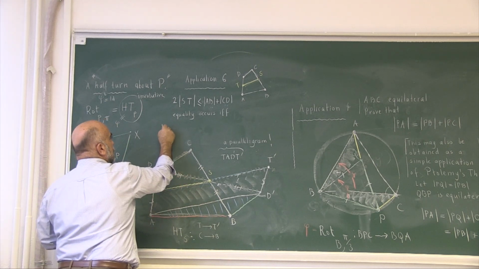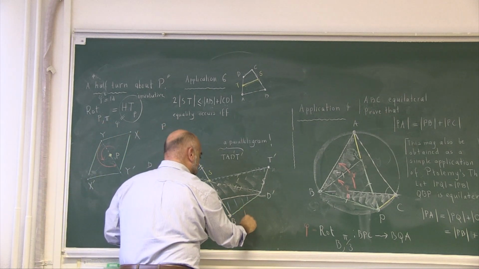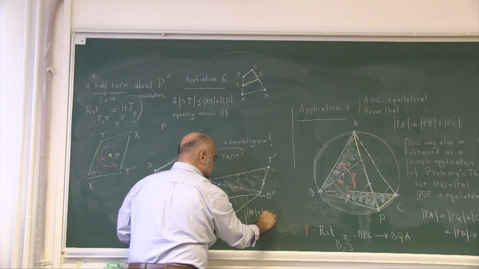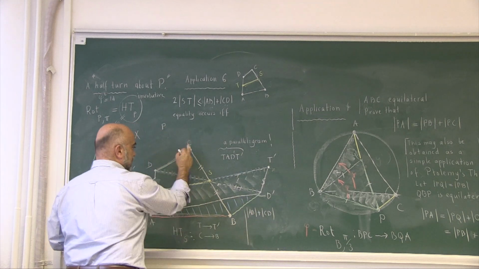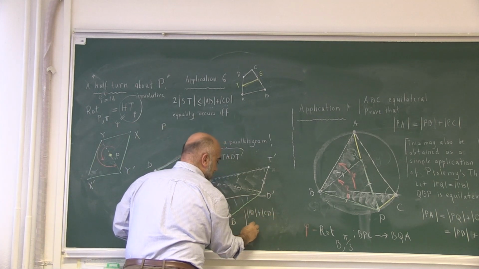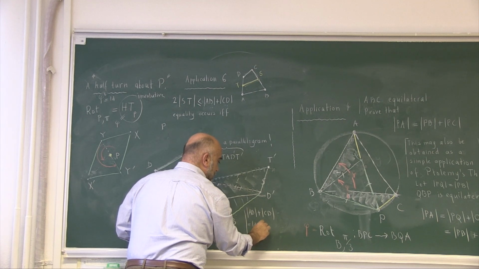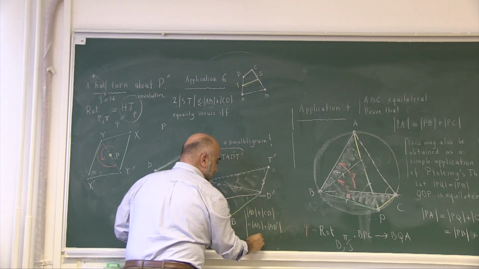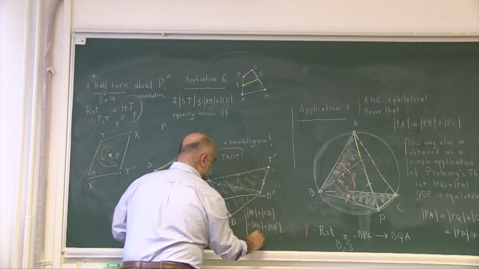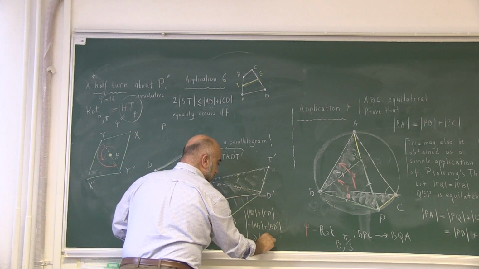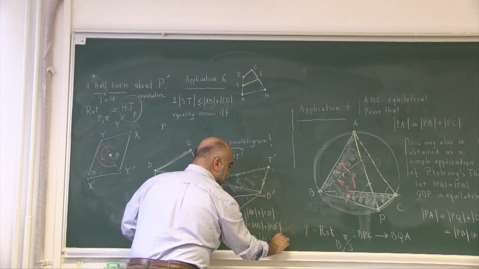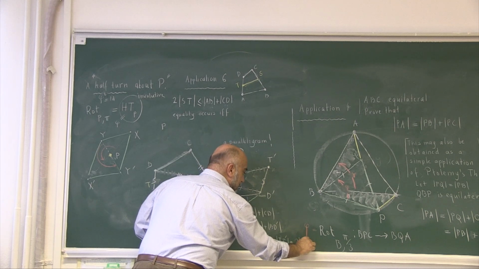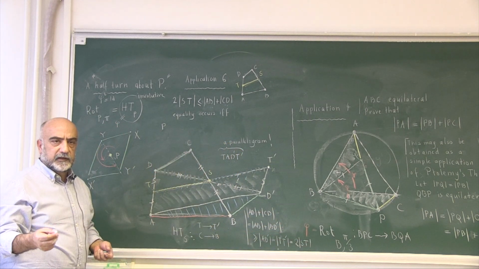Okay, so the proof. AB plus CD, which is the same as AB plus BD prime. And that is, of course, larger than AD prime. But AD prime is exactly the same as TT prime. But TT prime is exactly twice ST. We are done, finished.